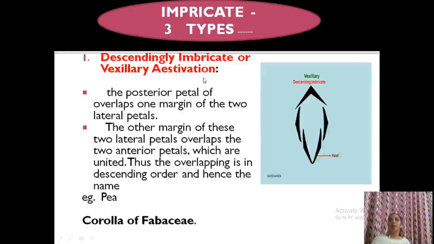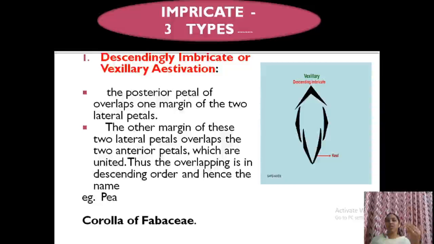Likewise. So what does imbricate mean? It is not in a regular pattern, differently arranged. That is of three types. First one is descendingly imbricate or vexillary aestivation. That's a very important one. So there are two groups of petals.